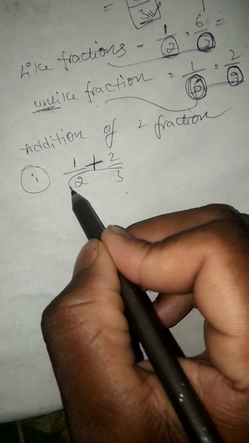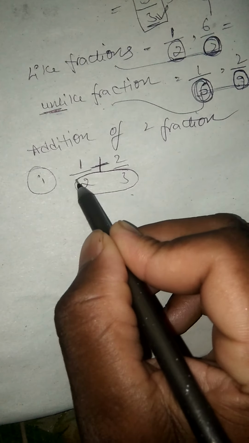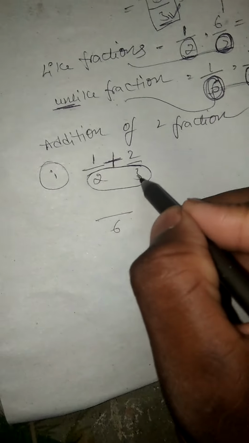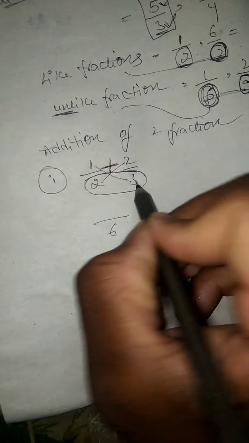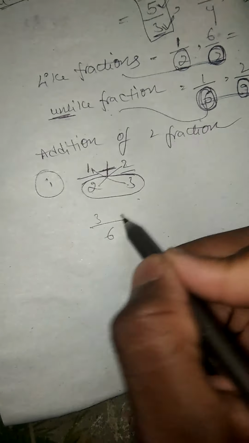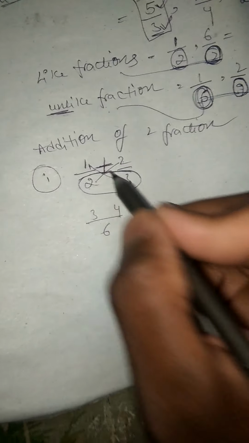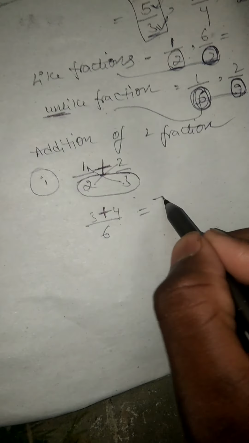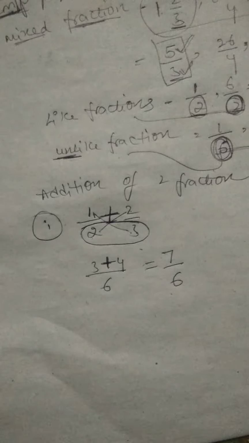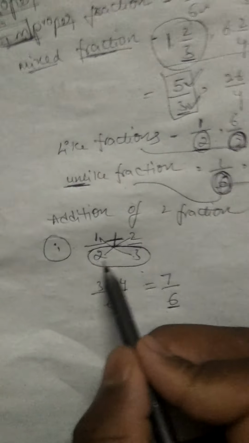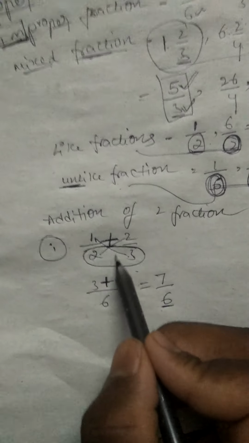Now see the denominators. These two are unlike fractions, so we have to multiply both numbers. 2 into 3, 6. Now do the cross multiplication. 3 into 1, 3. 2 into 2, 4. Here there is a positive sign, so we have to put a positive sign. 3 plus 4, 7 by 6. This is the addition of two fractions when the denominators are not like.